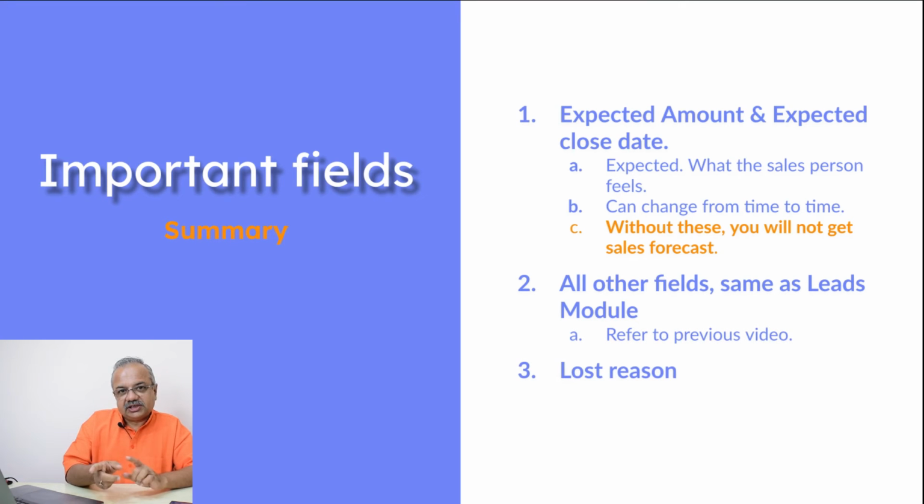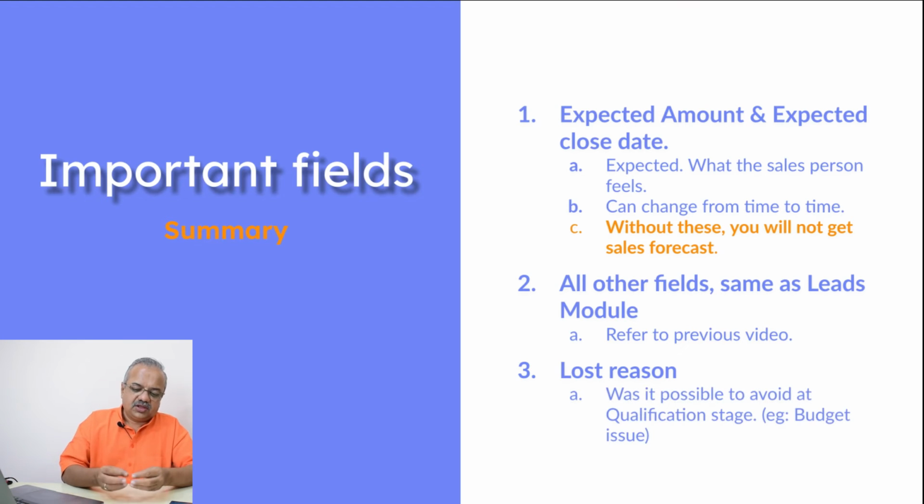One more important thing is the reason for lost opportunity must be selected. The lost reason was already there. It is called dead reason or lost reason. It was there in the leads module too, but both have different content. And why is it different? Let's understand the logic.